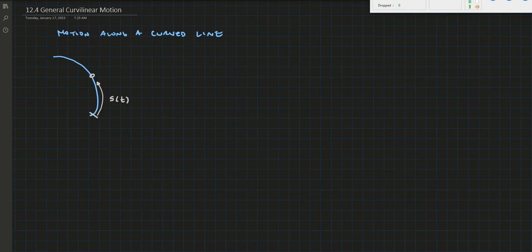We can draw a position vector to this thing. Let's draw it actually to the particle from, say, some point O. And then r is going to also be a function of t. So r is our position vector.